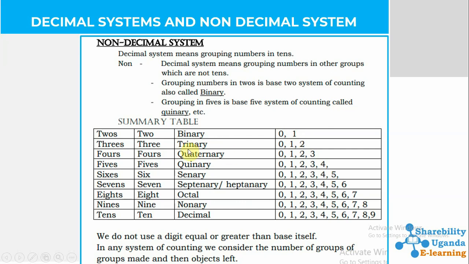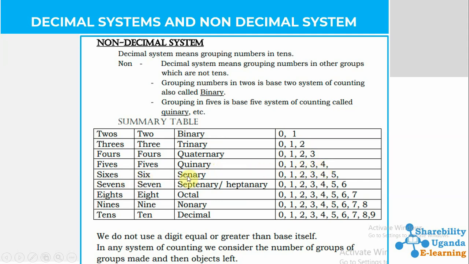When we group our numbers in threes, we call it trinary, and it is read as 0, 1, then 2. When we group them in fours, we call it quaternary. That is 0, 1, 2, and 3. Then when we group them in 5, we call it quinary, and we write 0, 1, 2, 3, then 4.